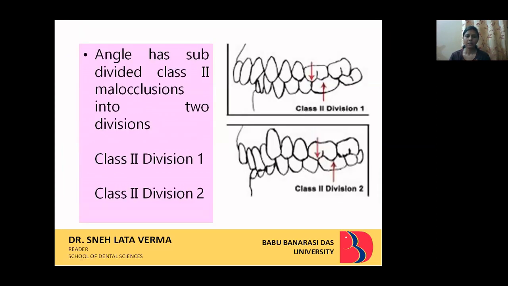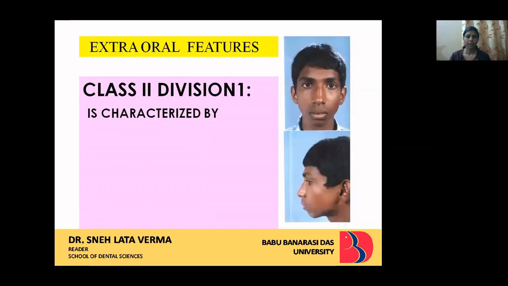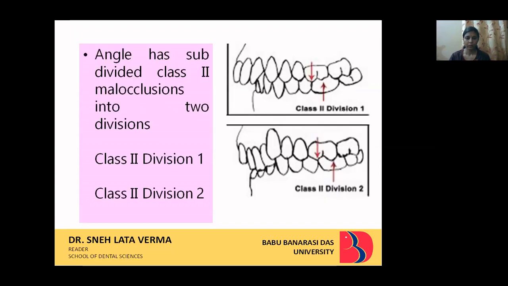Then again, Engel subdivided the class 2 malocclusion into two divisions: class 2 division 1 with the clinical features of proclined maxillary incisors, and class 2 division 2 with the retroclined maxillary incisors, that can be further subdivided. One more classification, class 2 division 1 subdivision, was given when on one side a class 1 molar and on the other side a class 2 molar exist. This is termed as class 2 division 1 subdivision malocclusion.